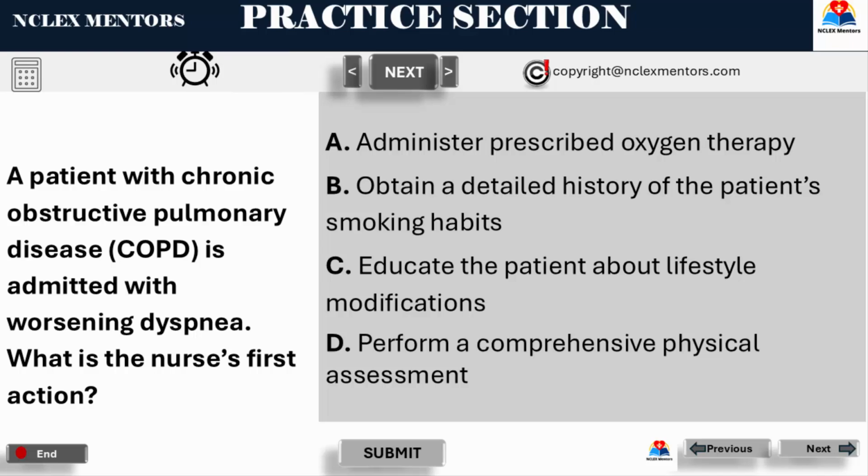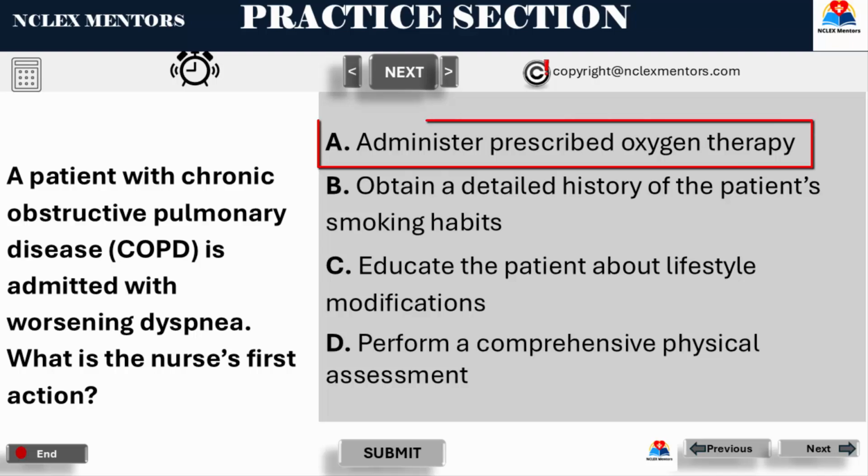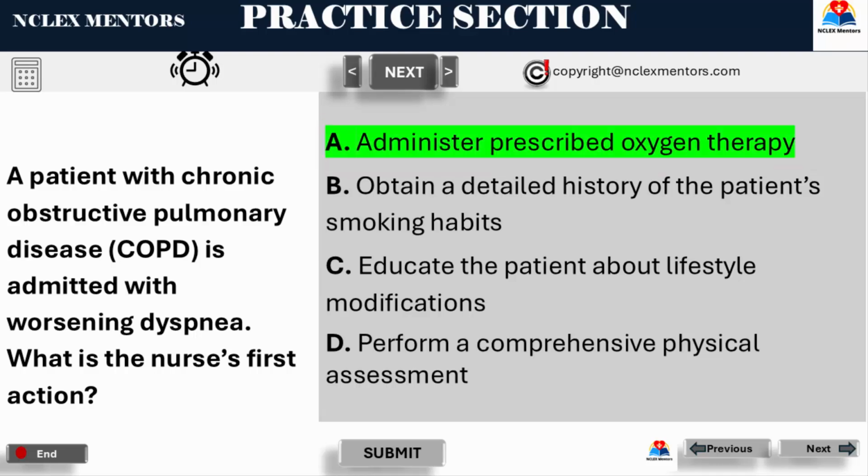Okay, ready? The correct answer is Option A, administer prescribed oxygen therapy. Let's break down why this is the correct answer with a strategy application. Why is this the correct answer?